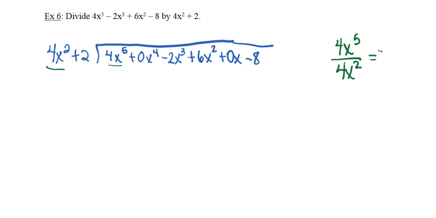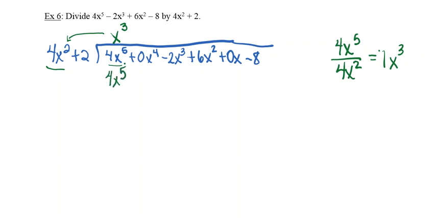4 divided by 4 is 1. x to the 5th divided by x to the second: 5 minus 2 gives me x to the third. So the first thing I'm going to have in my answer is x to the third. x to the third times 4x squared is 4x to the fifth.